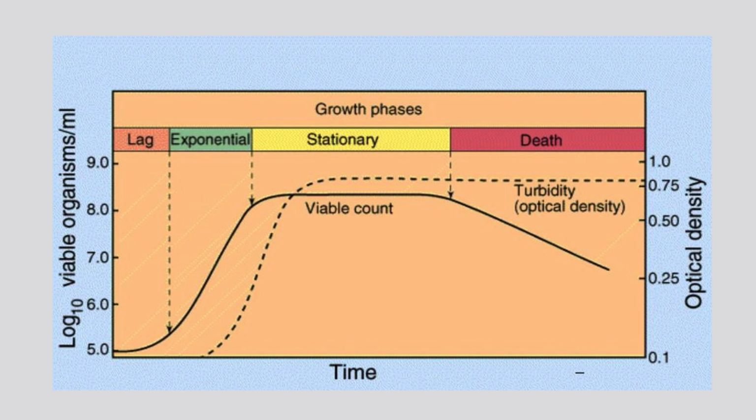If you're taking the optical density, it will look like the dotted line as you can see in this particular image. And if you're taking the log of viable cells, the cells which are live, you can see the growth curve will look like the black one. Both are correct. In microbiology, both are used.